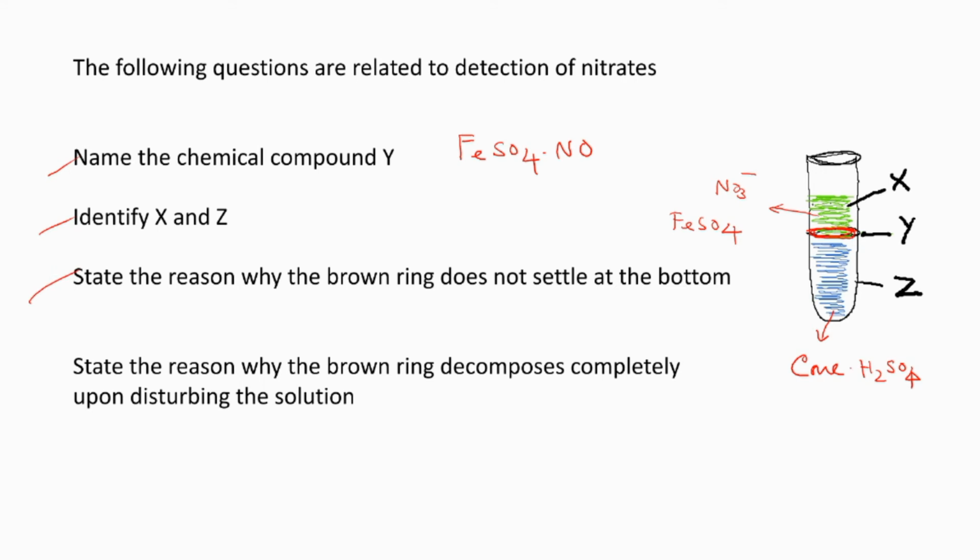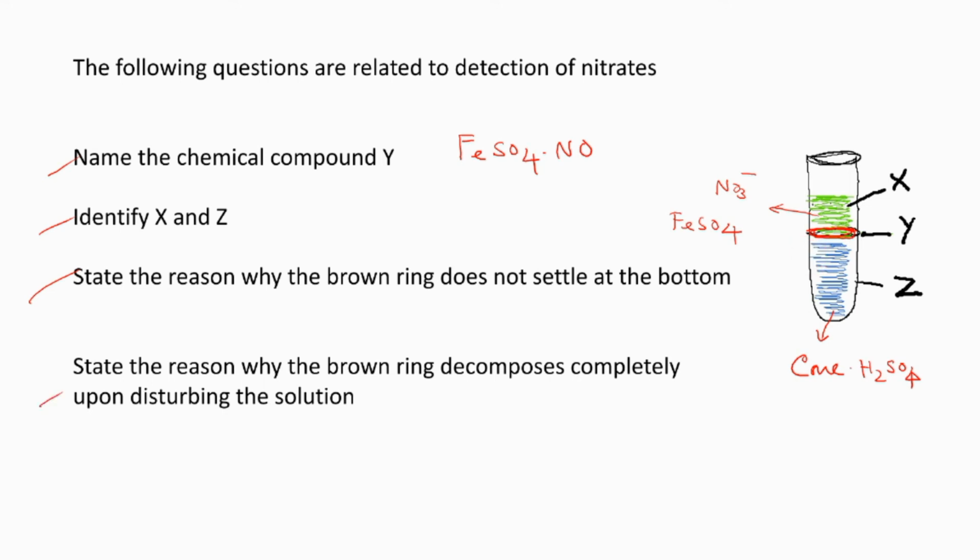State the reason why the brown ring does not settle at the bottom. We were discussing that also. What's the reason? The reason is that we are not shaking the test tube. At the bottom layer, because of the higher density, concentrated H2SO4 will be occupied. And at the top layer, it will be a solution of nitrate ion and ferrous sulfate. So the reaction will be taking place only at the junction of the liquids. That is the reason the brown ring is not settling down at the bottom. Got it? Read the next one.